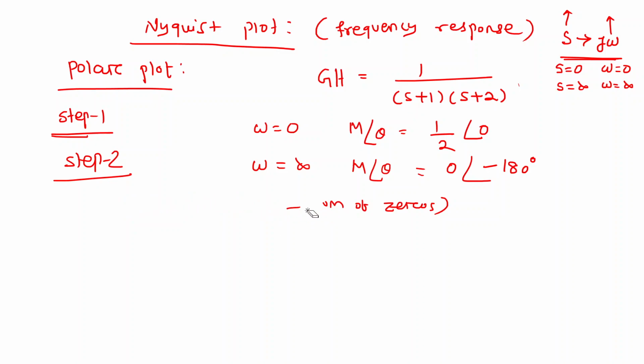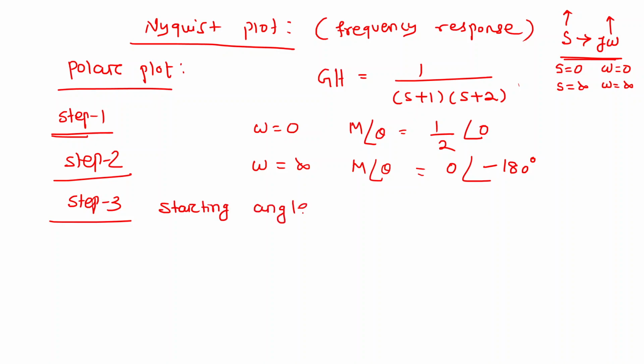Till now, are you clear? Because if you understand this step, then the Nyquist plot is nothing. So just try to understand these steps. Step 1, at omega equal to 0, you have to find out the magnitude and angle. Step 2, at omega equal to infinity, you have to find out the magnitude and angle. Are you clear? Yes, sir. Now on the third step, step 3, you have to find out the starting angle, and step 4, you need to find out the ending angle.